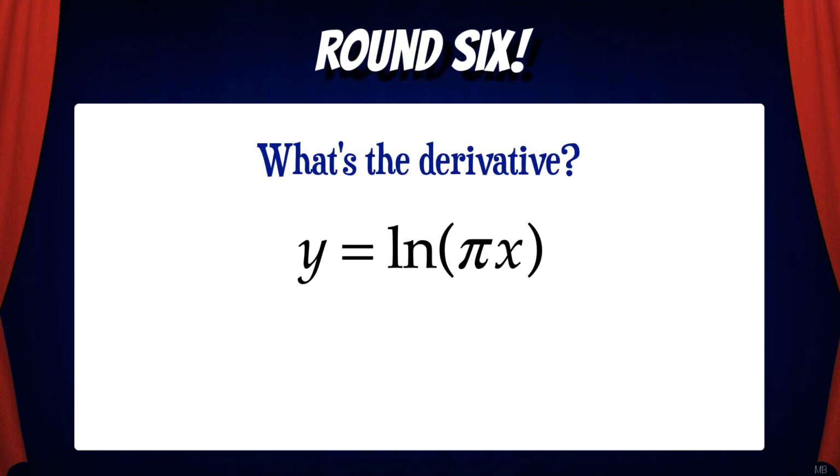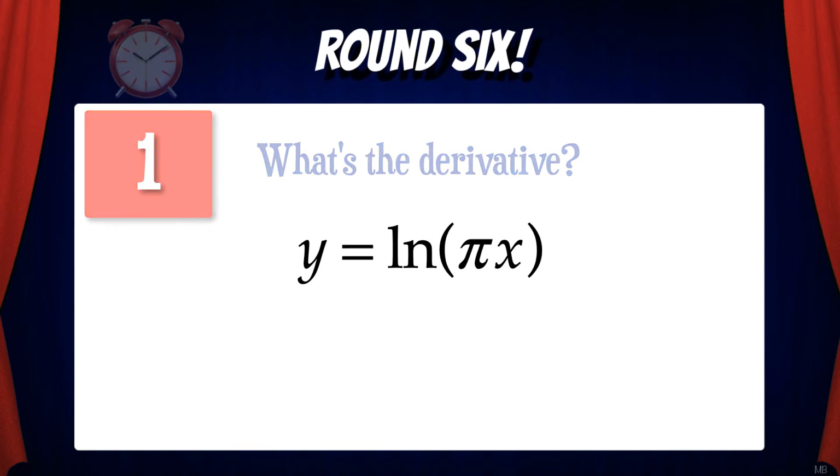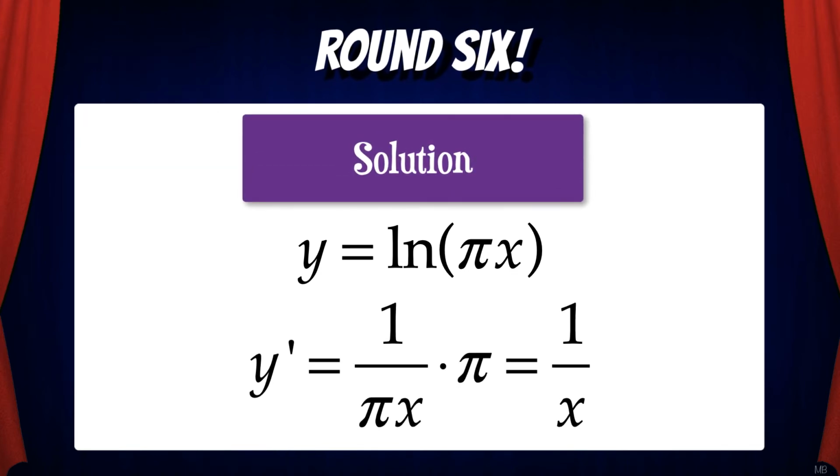Round 6. What's the derivative of y equals ln of pi x? The solution is y prime equals 1 over pi x times pi, which reduces to 1 over x.